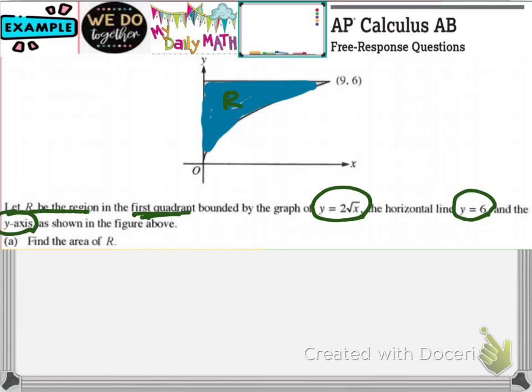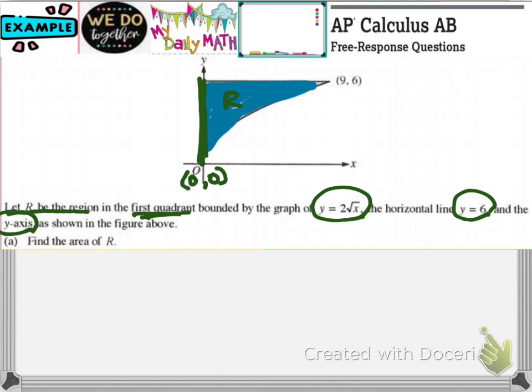So where is the y-axis? Y-axis is going to be this line right here. And at that line, our x is 0. So our lower bound will be 0. And then this is our lower bound right here. Hold on. Our lower bound is 0.